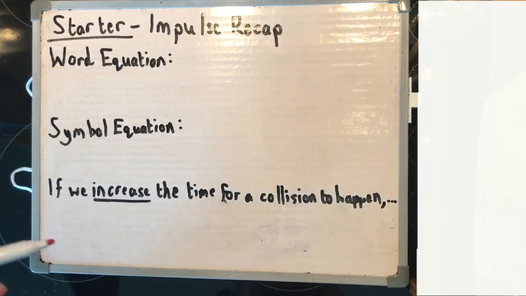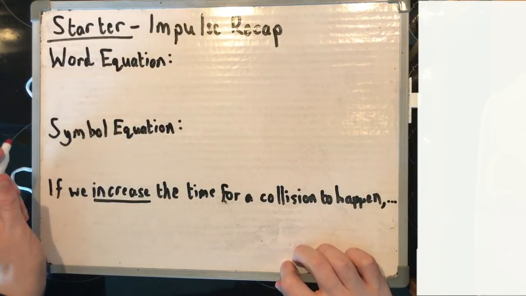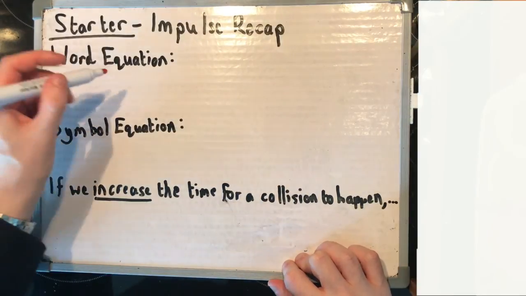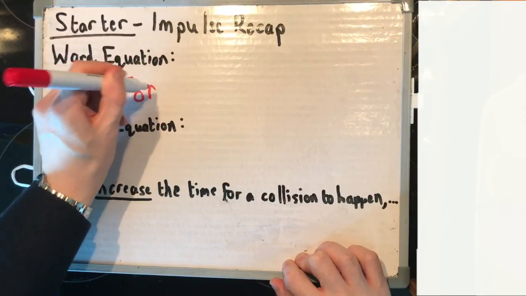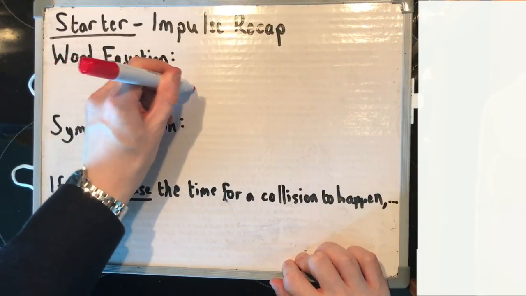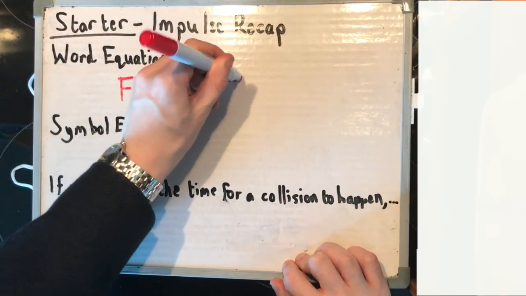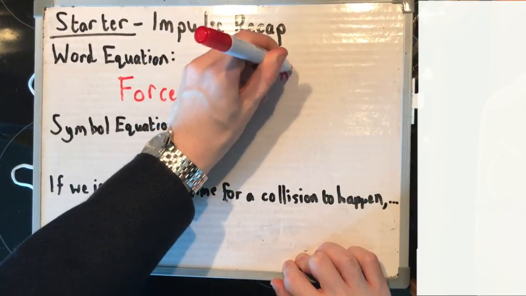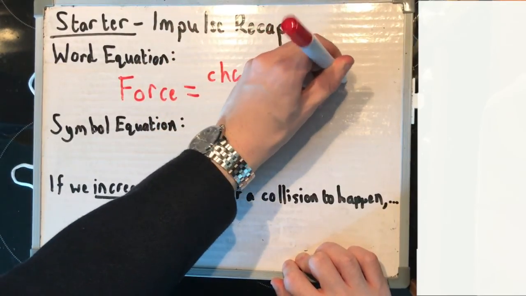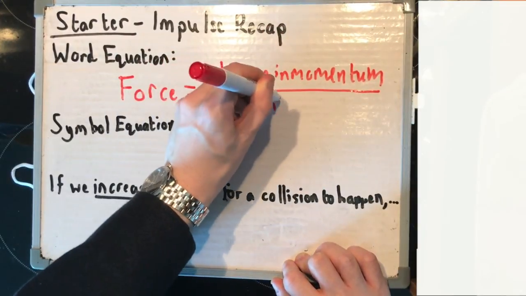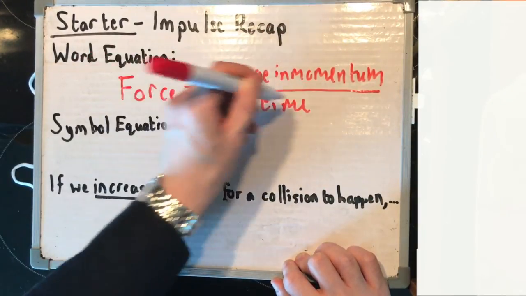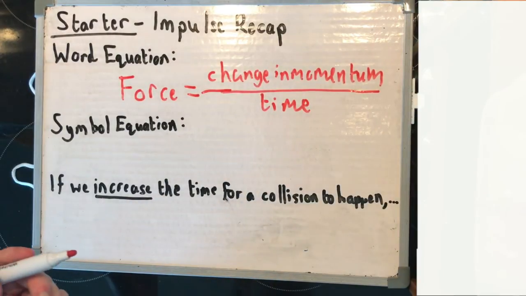So, the word equation. Hopefully you didn't need to check back to last lesson, but if you did, that's fine. And you will know, because this one I think is on your formula sheet, that force is equal to change in momentum divided by time. That's how it's written on the formula sheet, so that's how I'm going to write it.